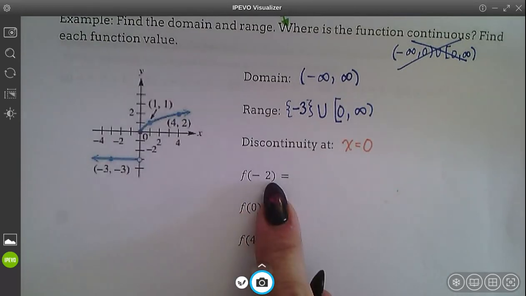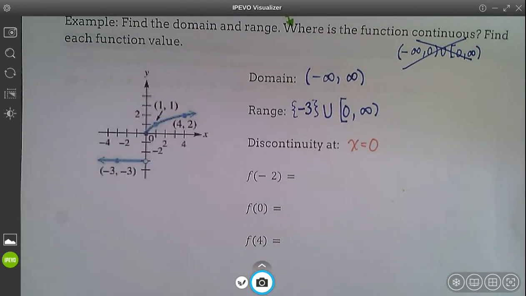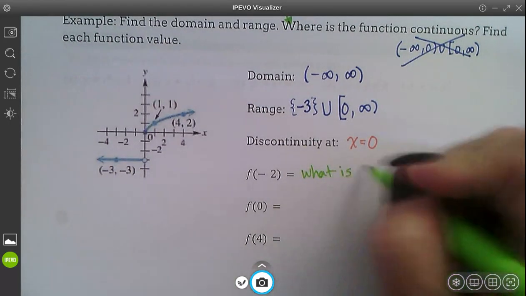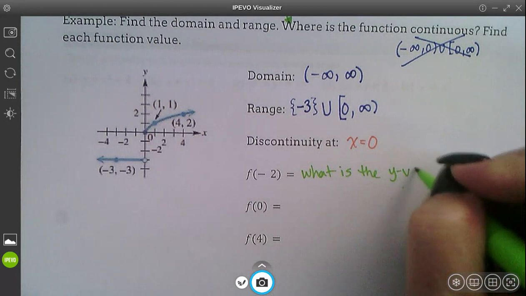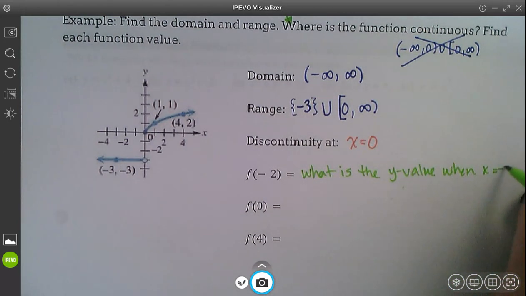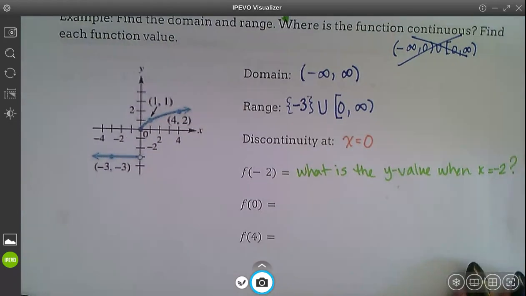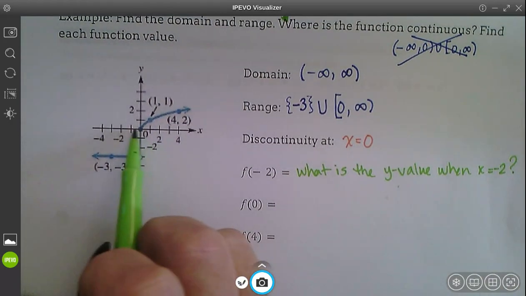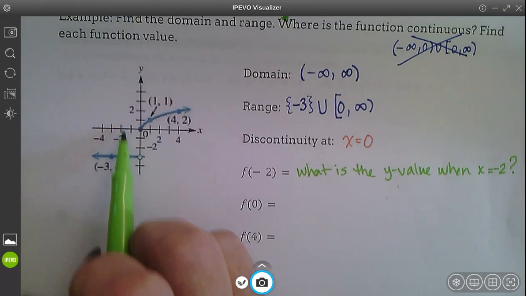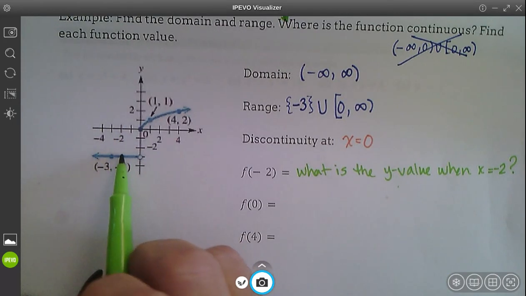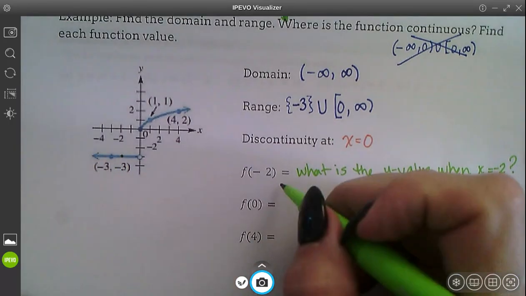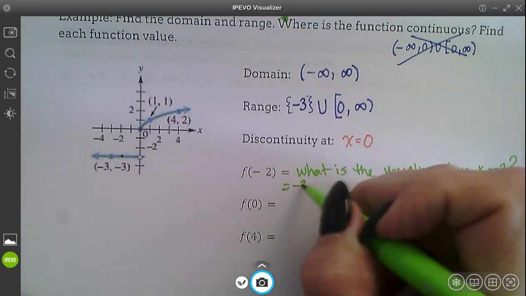What is f of -2? f of -2 means what is the y value when x equals -2? That's what that question is asking. So if I find -2 on the x, where is the graph at? What's the y value? Well, it's down here. And the y value would be -3 on that line. So f of -2 would be -3.